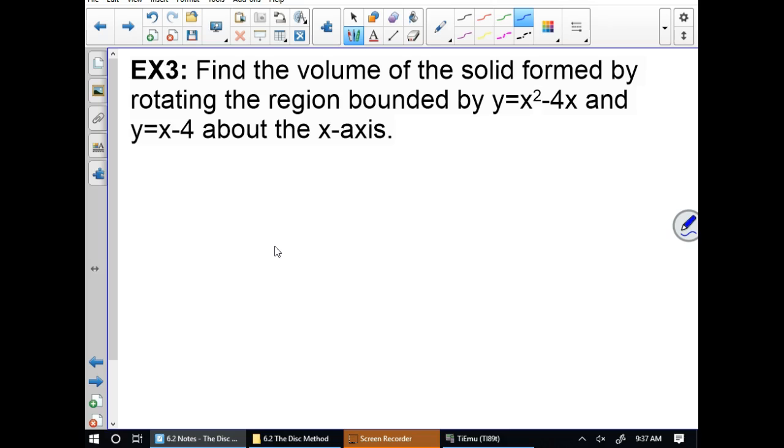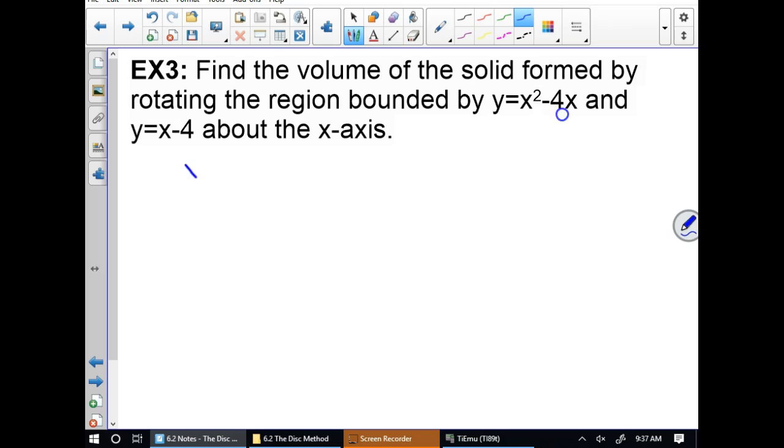Okay, so for this one, I kind of know what those graphs look like. I know this is a line, and that one's not too bad to graph. This one, I can find the x-intercepts pretty easily. But what I would probably do here is find your intersection points.